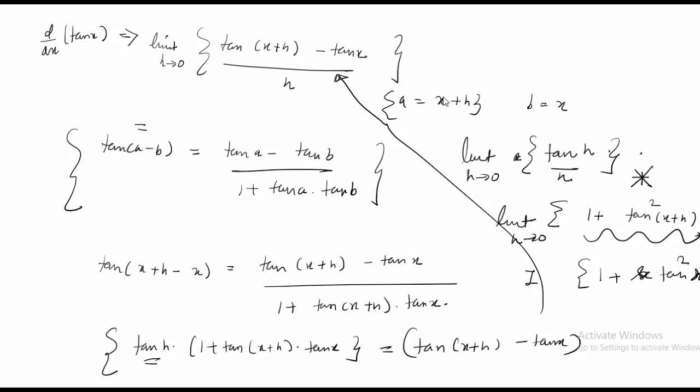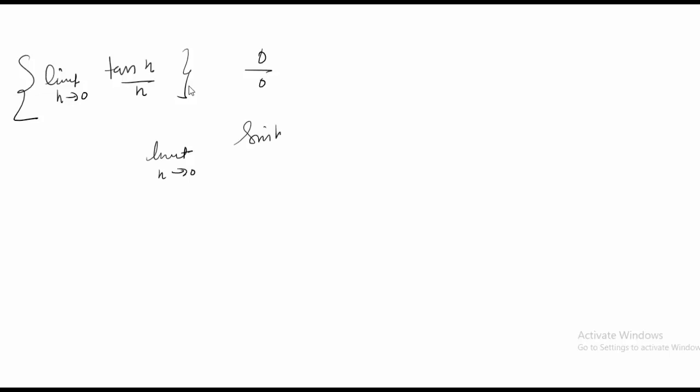So this is multiplied by, and this is 1 into this, and this will be equal to sec square x. So we will see how this tan of h by h can be equated. So my limit of h tends to 0, tan of h by h, this is a limit in the form of 0 by 0, and this can be equated as limit of h tends to 0 sine of h by cos of h divided by h.